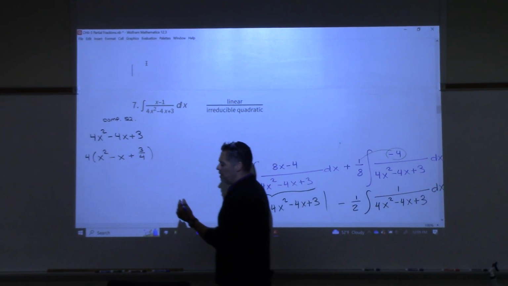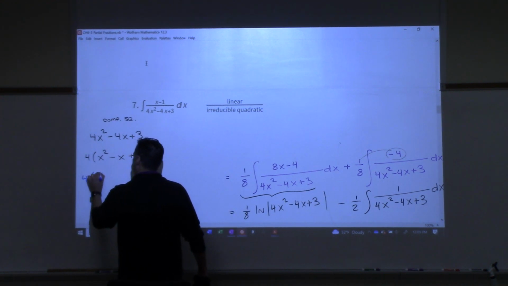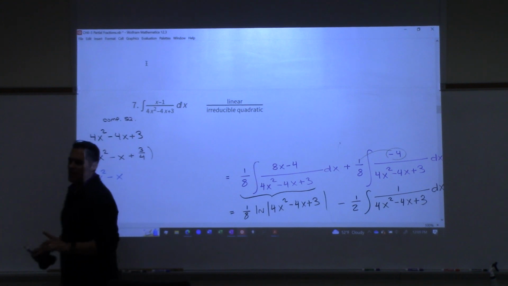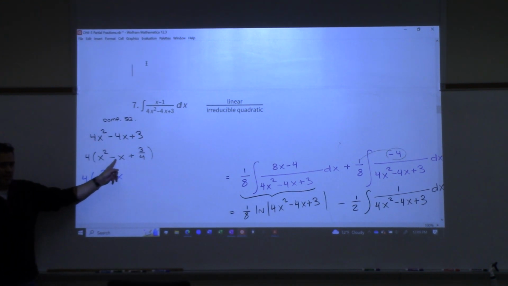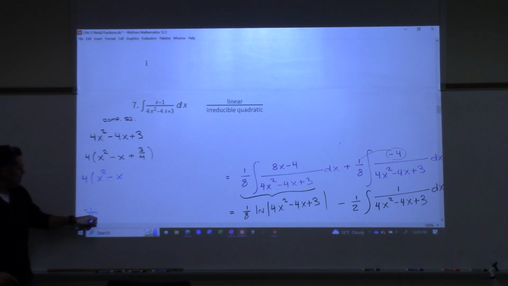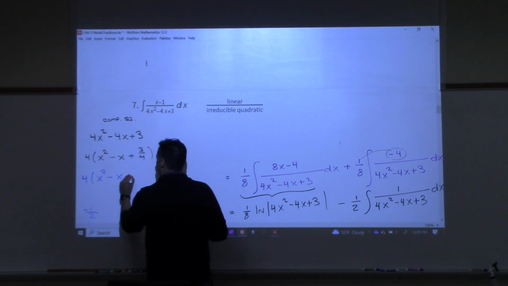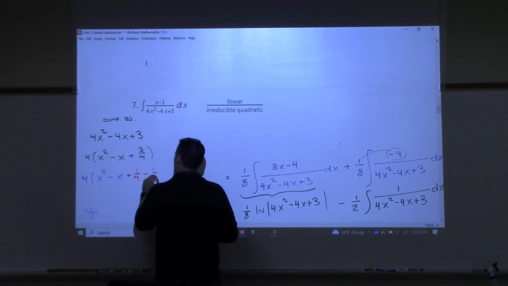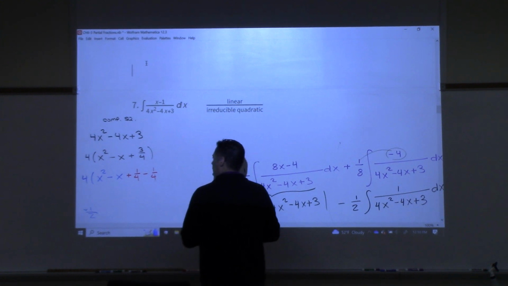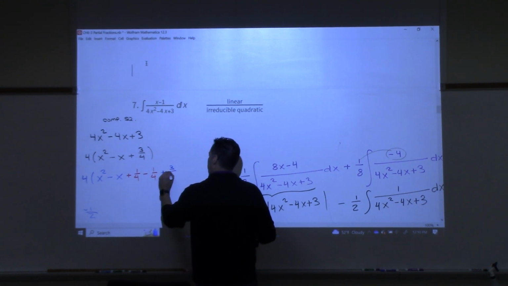Ooh, shoot, we're going to have fractions, aren't we? Okay, so we have x squared minus x. We take the number in front of x, which is negative 1, we take half of it, so negative a half, and then you square that. When you square that, you get a fourth. So add and subtract 1/4. Add a fourth, subtract a fourth. And then you still had a 3/4 there, plus 3/4.